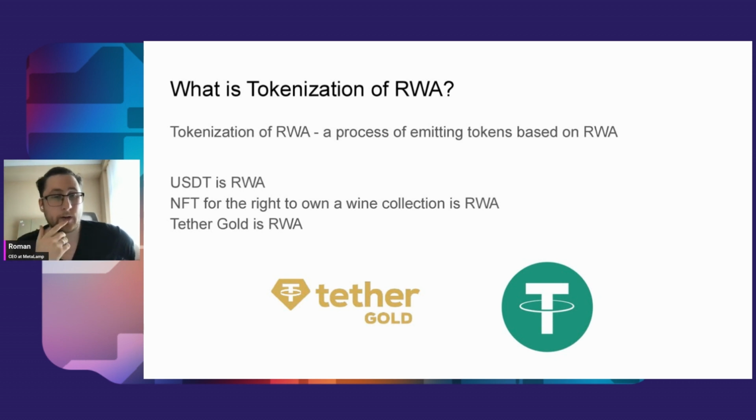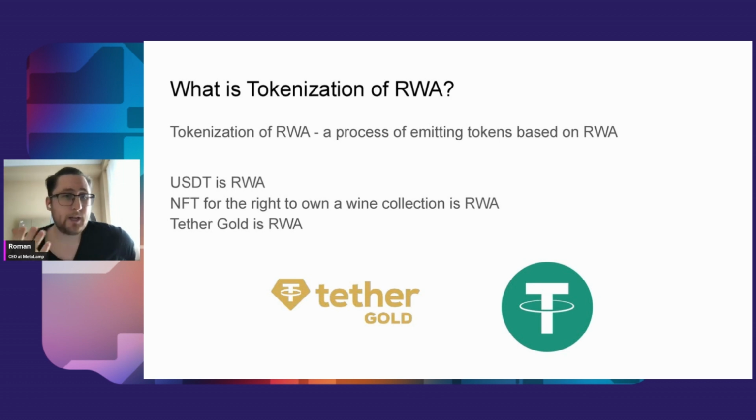In the real world, right? So, for example, everybody knows USDT, right? And it's tokenized RWA. Not RWA, here's a mistake. It's tokenized RWA. Yeah, we know USDT. Maybe some of you use it every day, right?